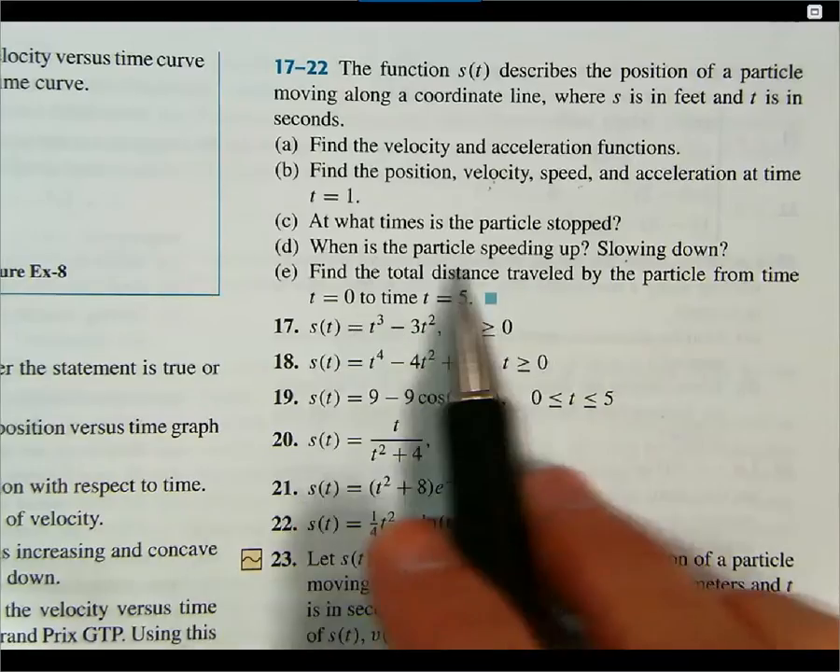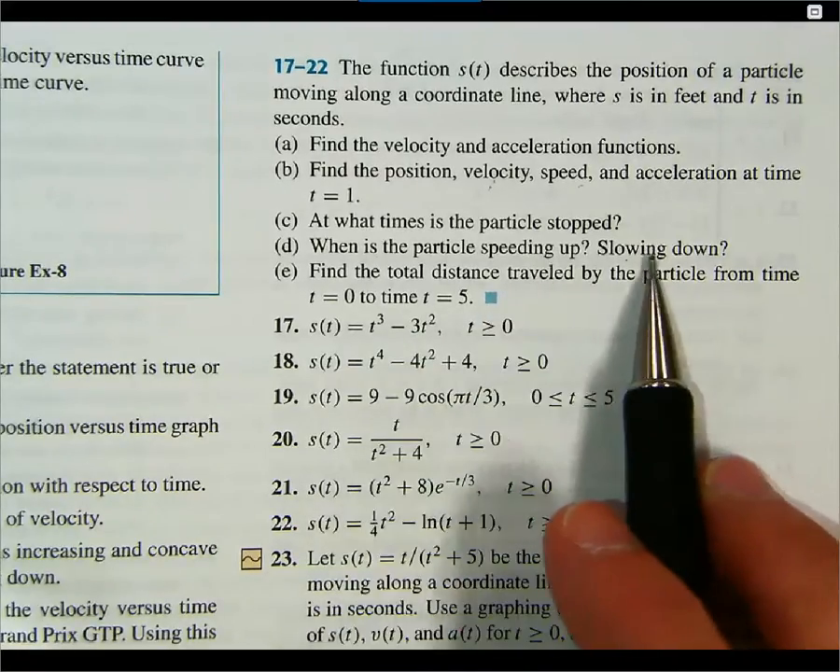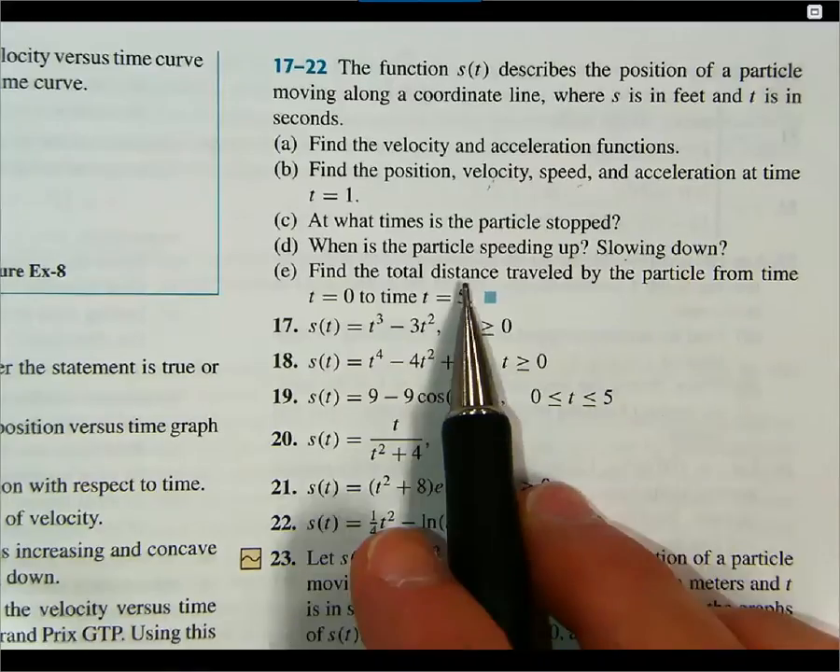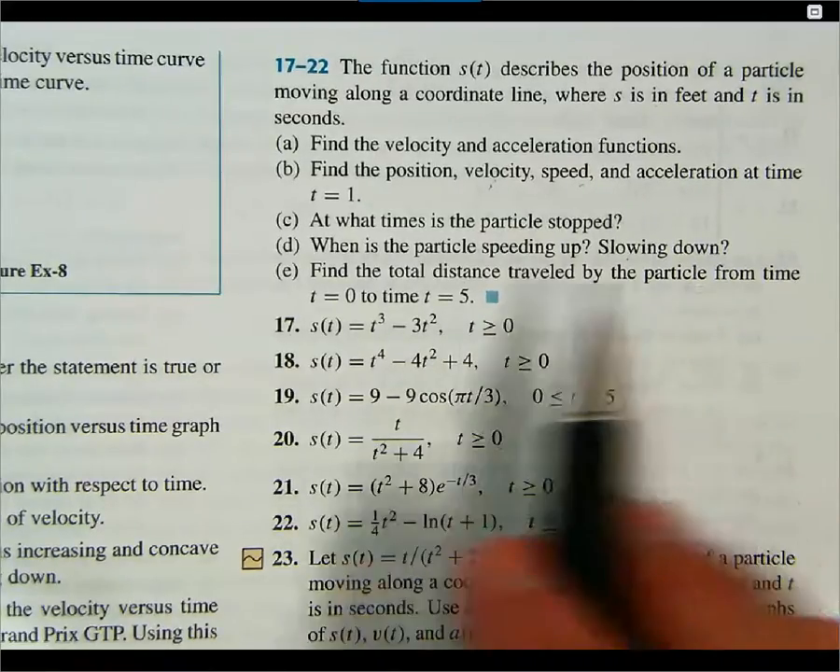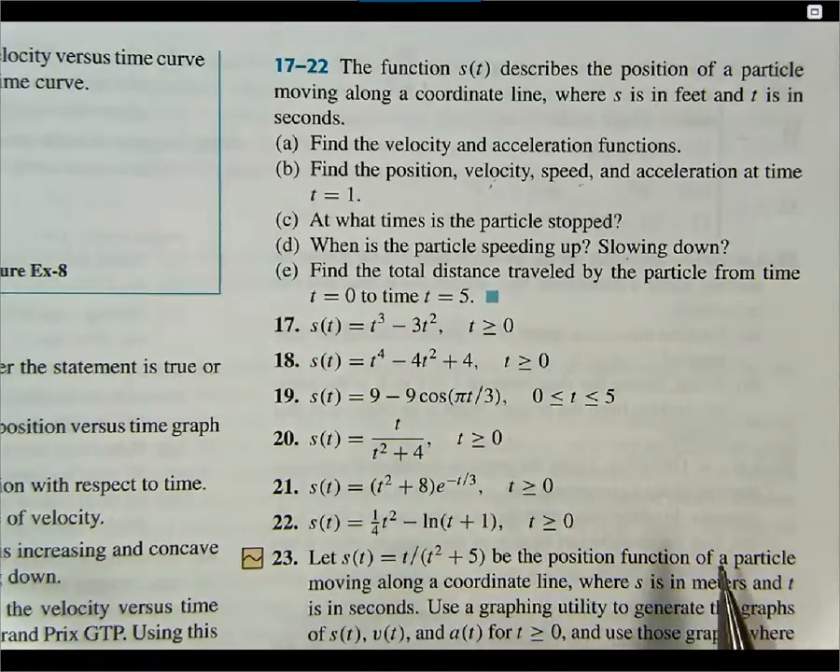When is the particle speeding up or slowing down? We're looking for same signs on velocity and acceleration, opposite signs on velocity and acceleration. And then find the total distance traveled by the particle from time t equals 0 to time t equals 5. We'll be using some absolute value. We'll be adding up little segments. All right, let's go ahead and get started.